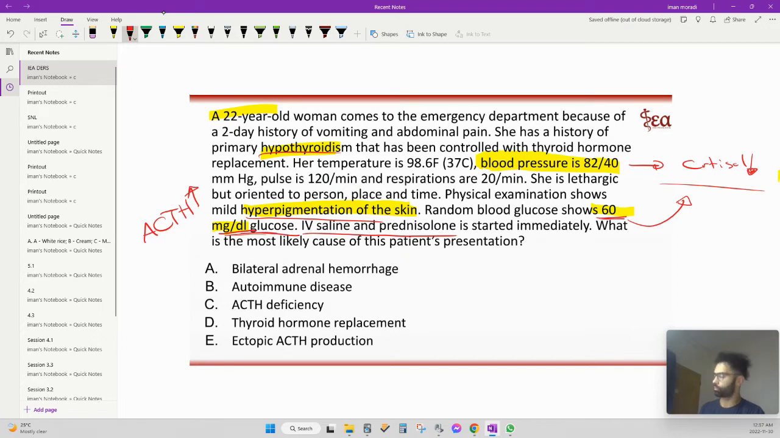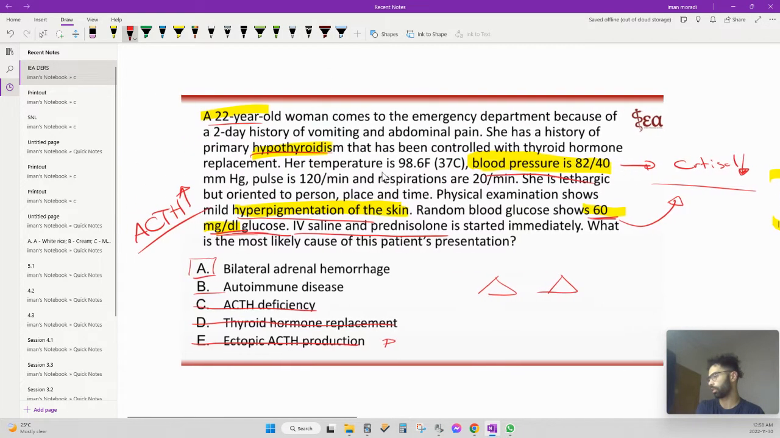So what I can think of is that it's a young guy, right? It's lost cortisol, but it still has ACTH. That means the problem is within the adrenals, right? So it could be an autoimmune disease, it could be bilateral adrenal hemorrhage, it couldn't be ACTH deficiency, it couldn't be thyroid hormone replacement. Ectopic ACTH production also doesn't make sense because you would have high cortisol here. So autoimmune disease and bilateral adrenal hemorrhage. I'm going to go with bilateral adrenal hemorrhage, and let's see if I'm right, and then I'll explain why I'm wrong.